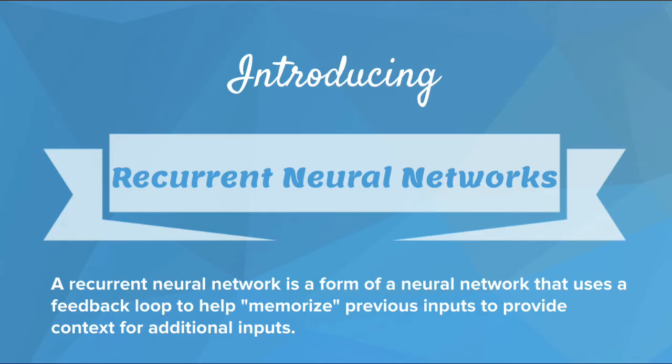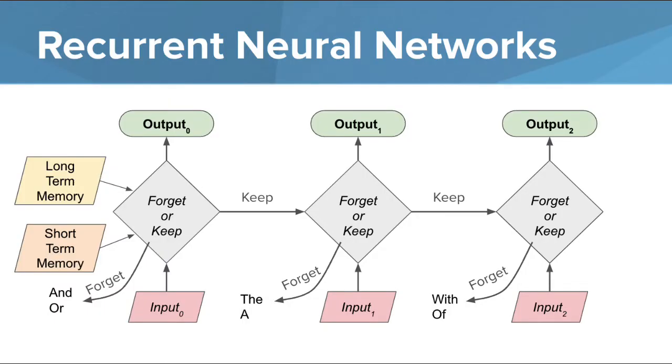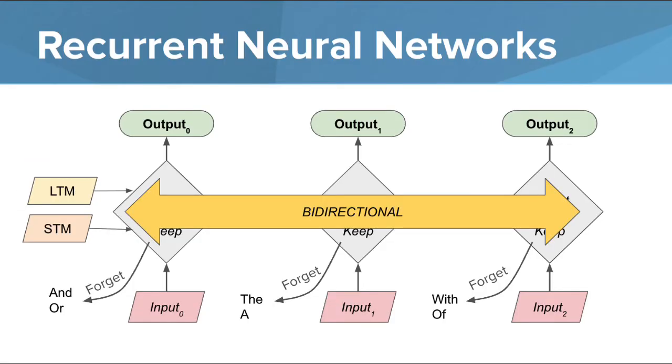A recurrent neural network, or RNN for short, is a form of a neural network that uses a feedback loop to help memorize previous inputs. A recurrent neural network uses long-term and short-term memory components to remember parts of the input so that it can be used further down. Essentially, what this is doing is remembering words from earlier in the sentence and applying them to words later in the sentence. We will always use a bidirectional layer with the RNN model. This allows you to use feedback from earlier words on the later words, but also the impact from later words on earlier words.